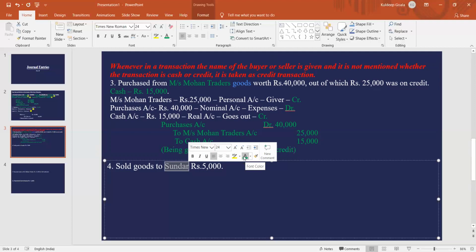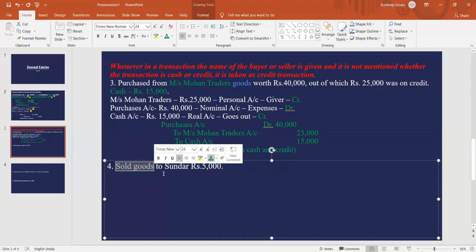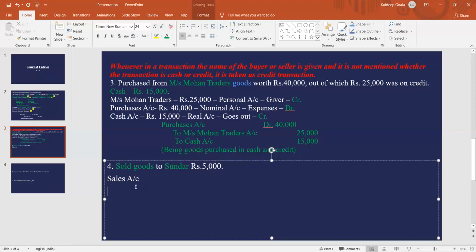First is sold goods. So for sold goods, what do we take? Exactly, sales account. I have already told you. Very good. So sales account. And what is the other name? That is, other one is Sundar. We will not take cash. Why will we not take cash? Because cash is not moving here. There is no movement of cash. I am selling to Sundar. Sundar is taking the goods. That's all. He is not paying anything to me, right? So there is no movement of cash.